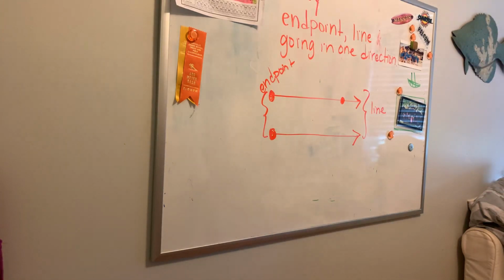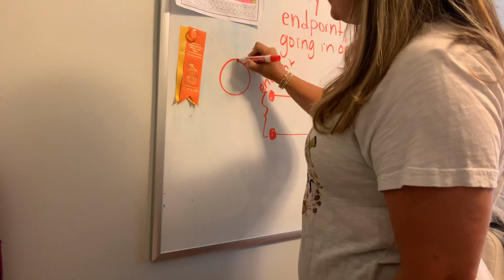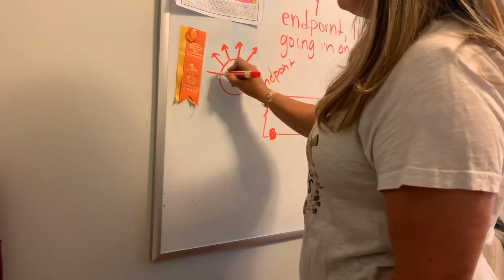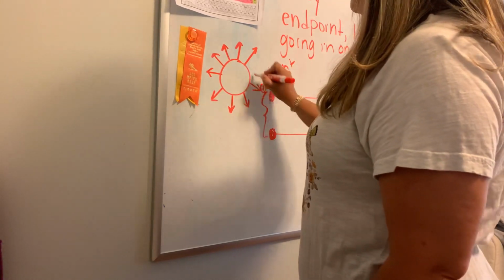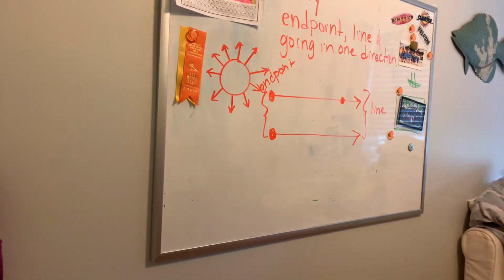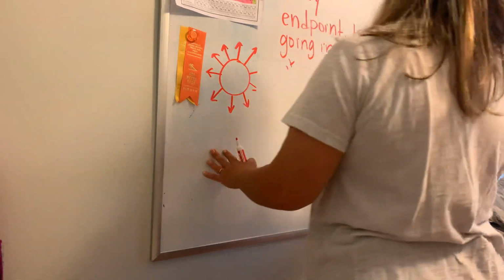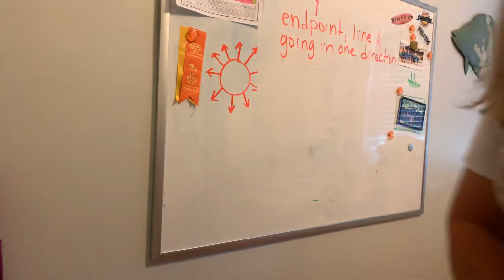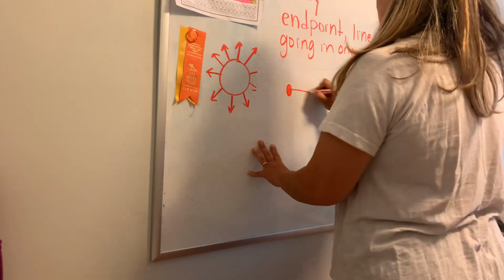So, and a way to remember a ray is that if you think about it like a sun and it has rays coming out of it, those look like rays that we have here. So a sun ray looks like a ray. And so how you name a ray, now a ray is different than a line or a segment. A ray, it depends on how you write it.